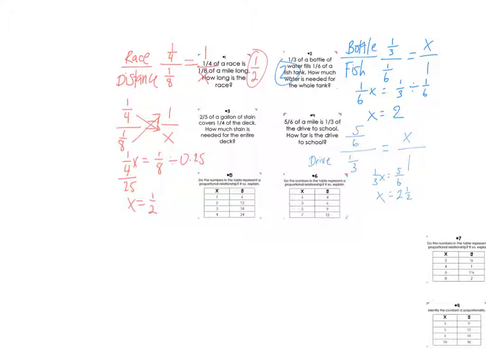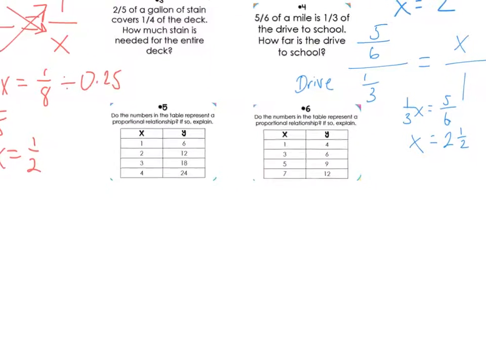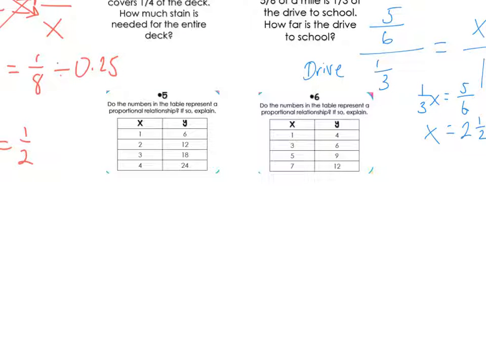I'm going to let you ladies handle number 3 while I talk to you about 5 and 6 really quickly. So 5, do the numbers in the table represent a proportional relationship? If so, explain.